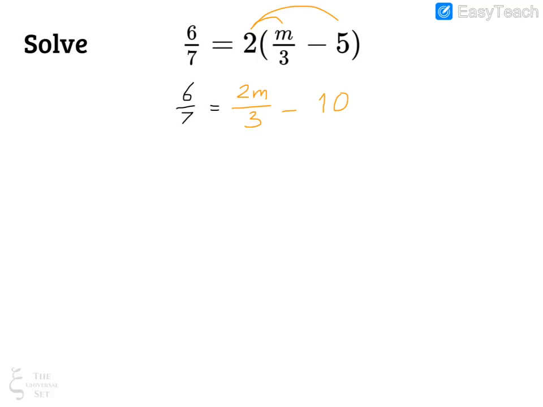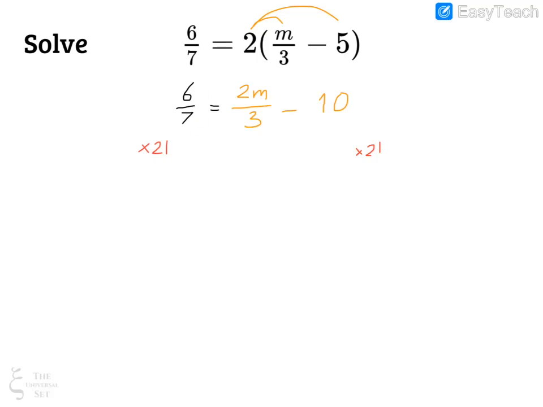Next, we need to get rid of both of these fractions. So can we think of something which is a multiple of 7 and a multiple of 3? Well, the only thing I can think of that will do that is 21. So let's go with 21. And again, this is one where we might need to be reaching for the calculator.